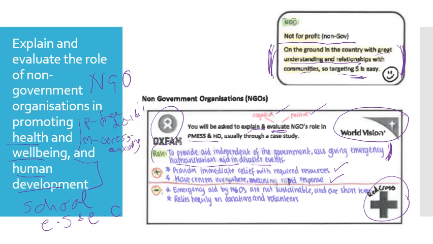Some not so good things, if you're evaluating: emergency aid is not sustainable. It's only short term, remember. So they're only there for a short time. It's not going to be there for more than a few weeks at the most, okay? It also relies heavily on donations and volunteers, so if that's not there, then they're not able to provide that kind of assistance. So for NGOs, I think the role that you should talk about is around emergency humanitarian aid in disasters. And those are a couple of things you can use to evaluate, which is one of the key words here as well, their role.